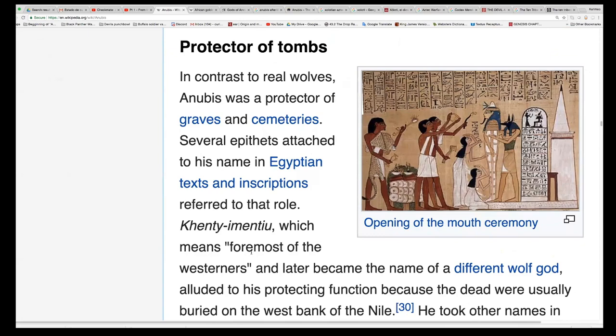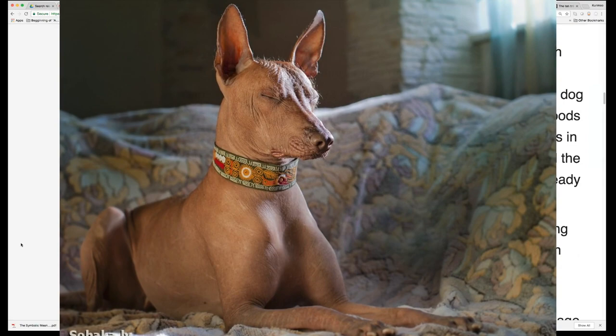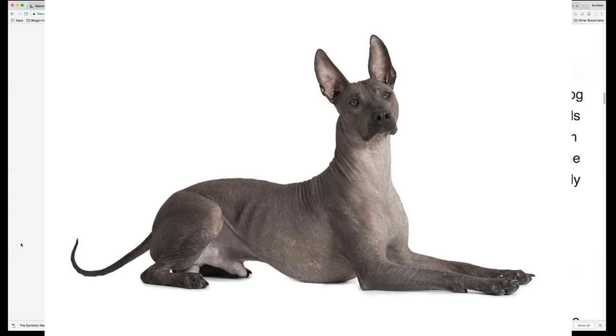Protectors of tombs. In contrast to real wolves, Anubis was a protector of graves and cemeteries. Several epithets attached to his name in Egyptian texts and inscriptions referred to that role. Maya burials from the classic period are frequently found with associated animal remains, often dogs. For example, in the ruins of the classic Maya city of Caminaljuyu in Guatemala, a dog was found interred with a sitting skeleton, along with grave goods offered to the deceased. The frequent finds of dog skeletons in classic Maya burials confirm that the belief that dogs guided the souls of the departed on their journey into the underworld already existed at this time.